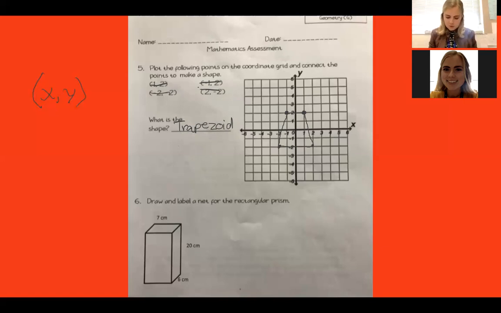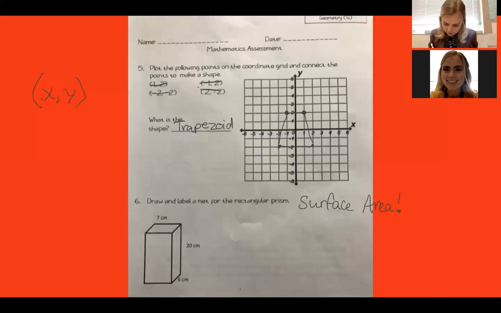Okay, last one. Draw and label a net for the rectangular prism. So instead of doing the net, we are actually just going to find the surface area, because surface area is going to come up on the test. So surface area is when we find the area of every single face of our 3D shape, and then we add up all of the areas together.